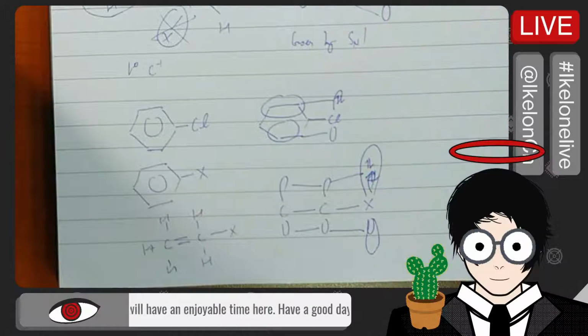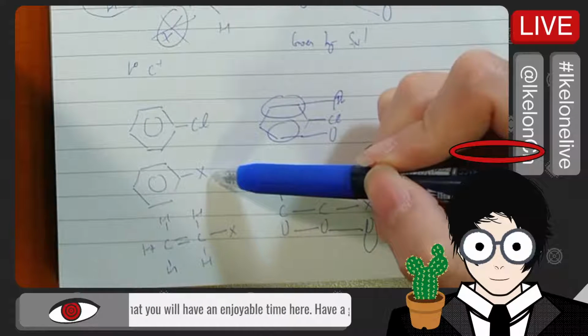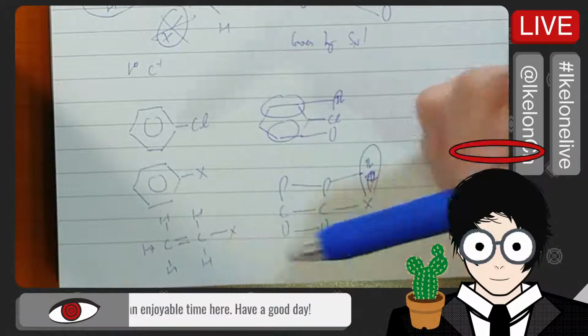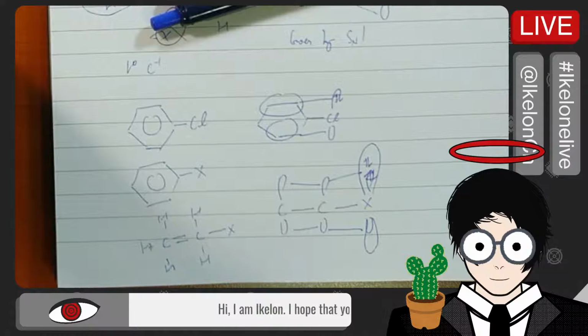So what you need to look out for is here. If the X is adjacent to the CC double bond, or if the X is adjacent to the benzene ring, like right here, adjacent to the benzene ring, adjacent to CC double bond. When this occurs, there will be no reaction because the bond is too hard to break. So that's the cases for the no reaction.